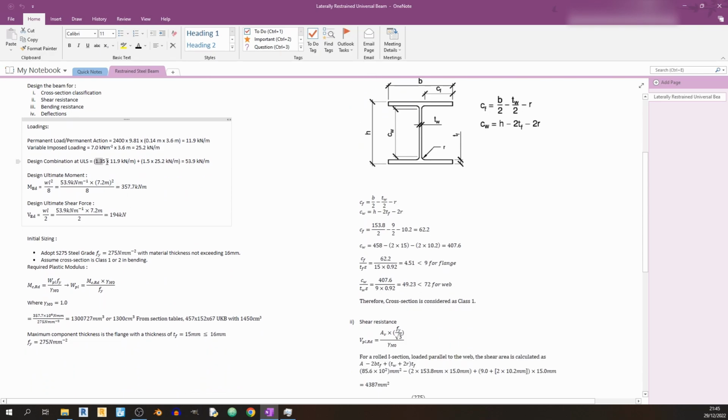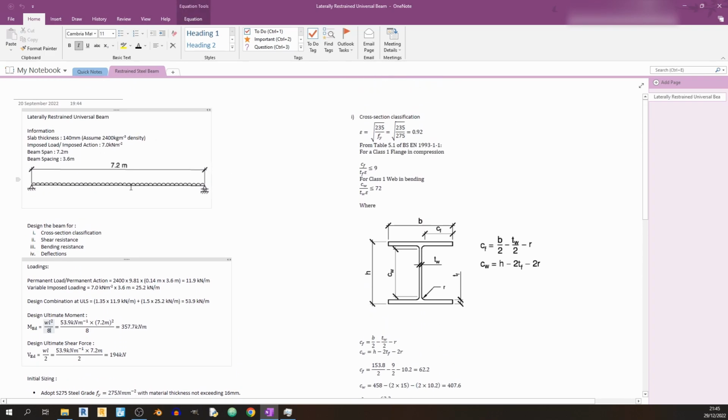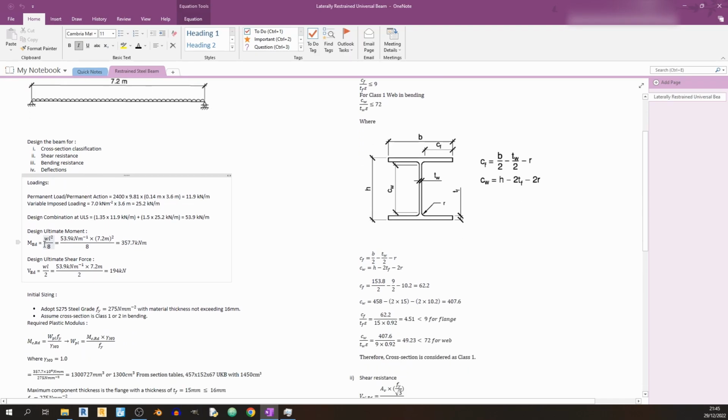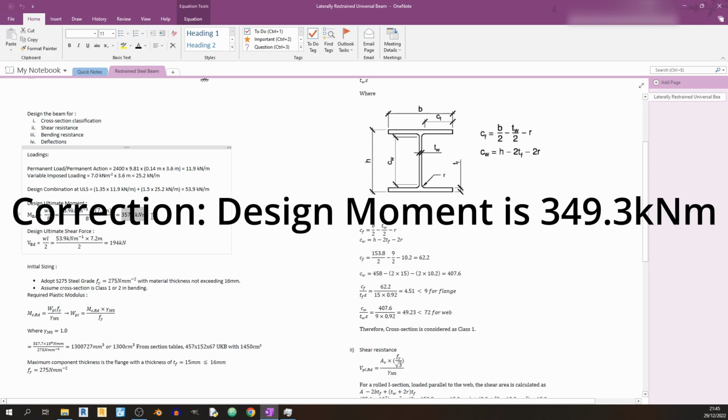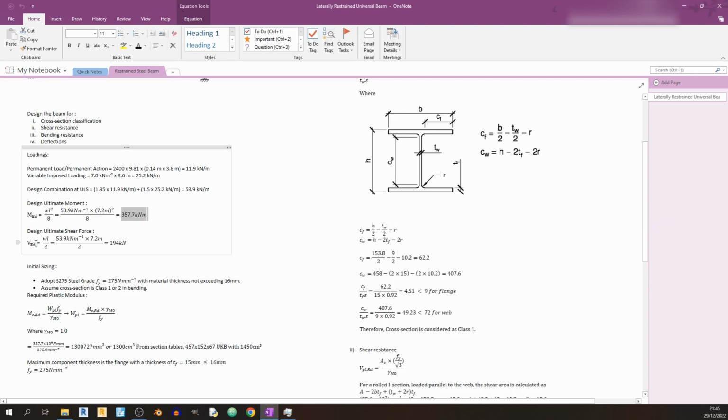And so this is the ULS combination over here. The dead load is multiplied by 1.35 and the live load is multiplied by 1.5. Design ultimate moment is going to be calculated with this equation, since we are assuming a uniform distributed load over here. So WL squared over 8 will be used, and the design ultimate moment will be 357.7 kilonewton meters, and the ultimate shear force is calculated as WL over 2, so you'll get 194 kilonewtons over here.